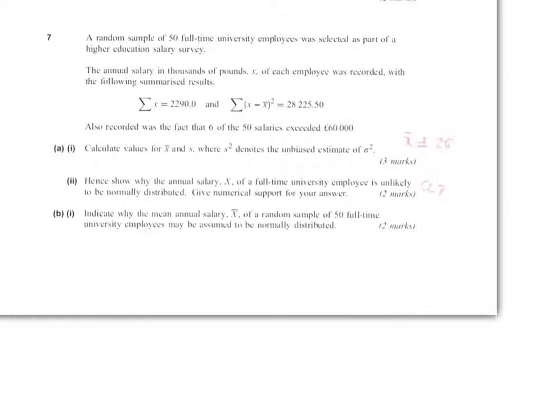So on this question over here, you've got university employee salaries. For part A, it's important you know how to work out the mean and standard deviation when you're given summarized data like this. In this part over here, to understand why the salaries are unlikely to be normally distributed, you need to make use of this information, that in a normal distribution, you should be able to go within 2 standard deviations either side of the mean.